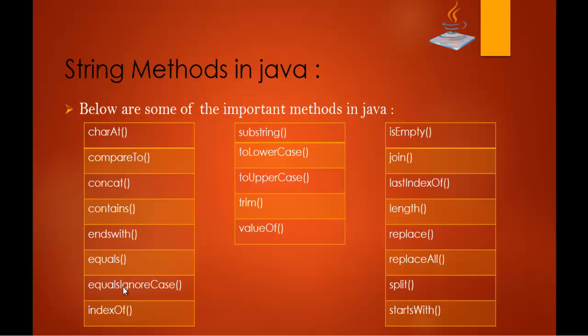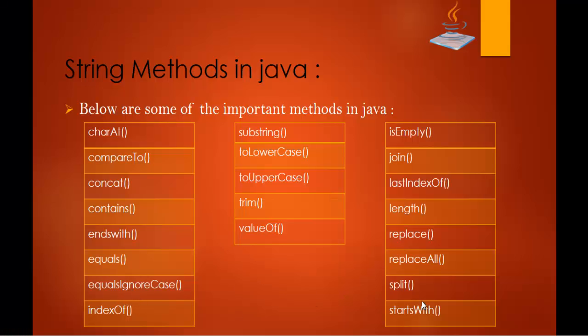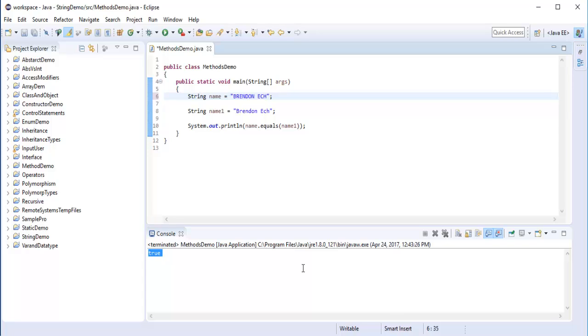And equalsIgnoreCase. What do you mean by this equalsIgnoreCase, we are going to learn right now. The equalsIgnoreCase method compares the two given strings on the basis of the content of the string, irrespective of the case of the string. You can observe very clearly the name contains all uppercase, but name1 contains the same value in lowercase. Now if you want to ignore the case when you compare the two strings, then we have to make use of equalsIgnoreCase. So let me show you how to do it. It's very simple.